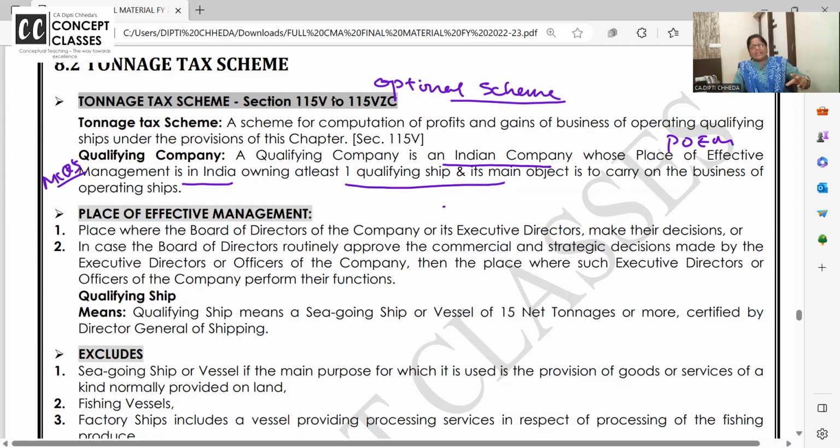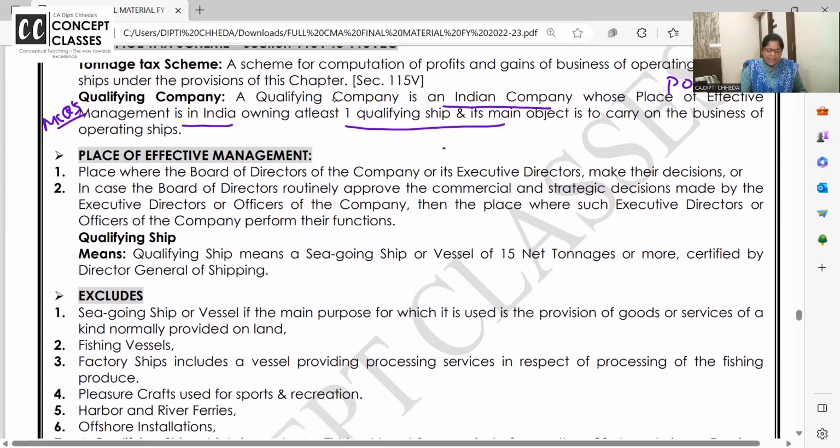Qualifying company is that Indian company who is doing shipping business in India. Maybe some ships they have taken on rent, but one ship is going to be the qualifying ship, and the main object is to carry on the business of operating ships. Okay? POEM, place where board of directors of the company or its executive directors make their decision. So the POEM is said to be in India if the board of directors are taking decision in India. In case board routinely approves the commercial and strategic decisions made by the executive directors.